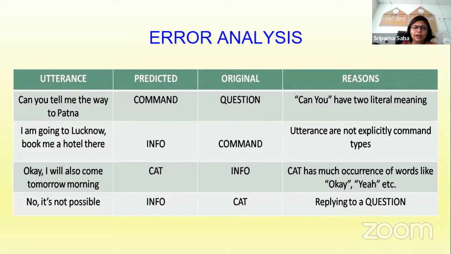And these are some error analysis. In NLP, you need to do the error analysis, because obviously your system is not 100% accurate. There are some misclassifications, so you need to understand the possible reasons for errors. For example, you can see, can you tell me the way to Patna? Here the predicted category is command, but originally this is a question.